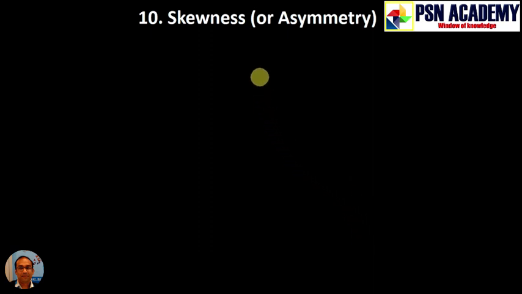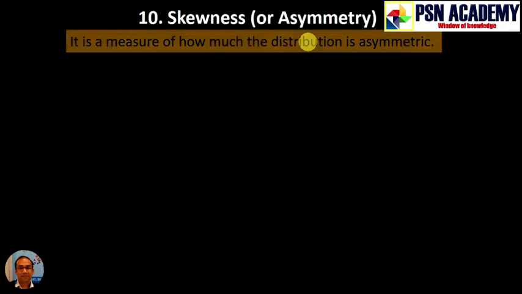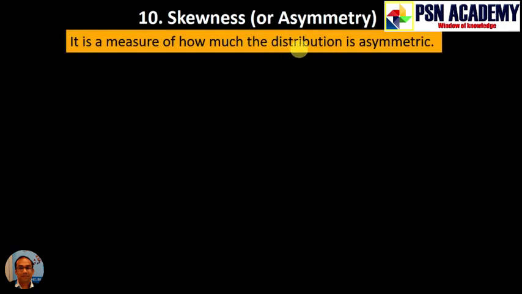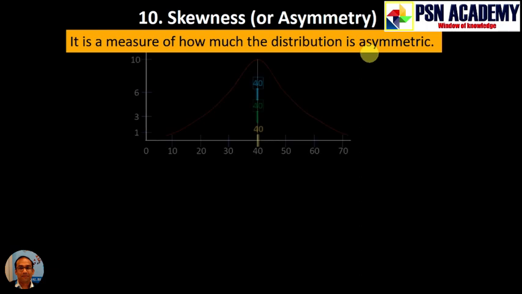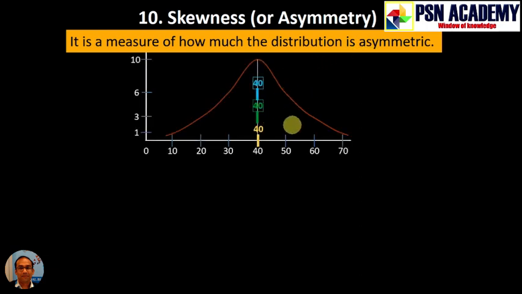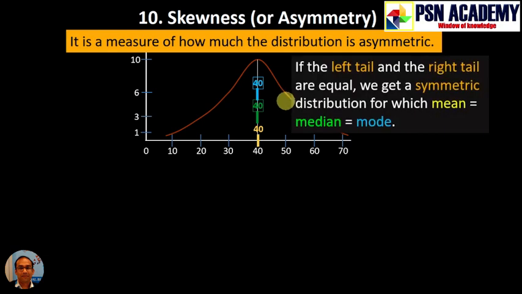This is the last topic in this video, and we have skewness or asymmetry. That means how much the distribution is asymmetric. That measure is skewness. Clear? See this example, see this figure. This is a purely symmetric distribution, so there is no asymmetry. If the left tail and the right tail are equal, we get a symmetric distribution, for which mean, median, and mode are the same.